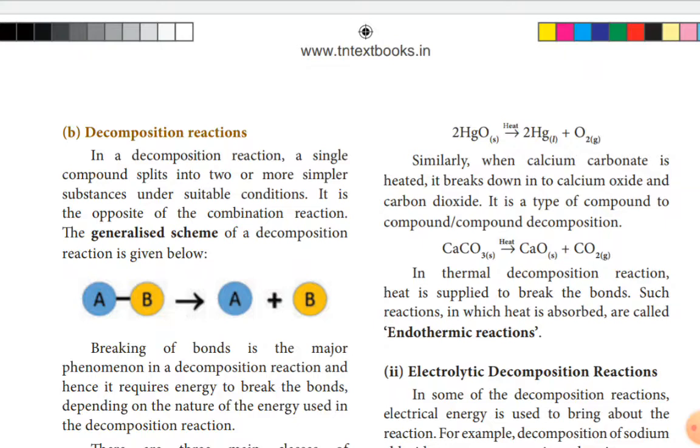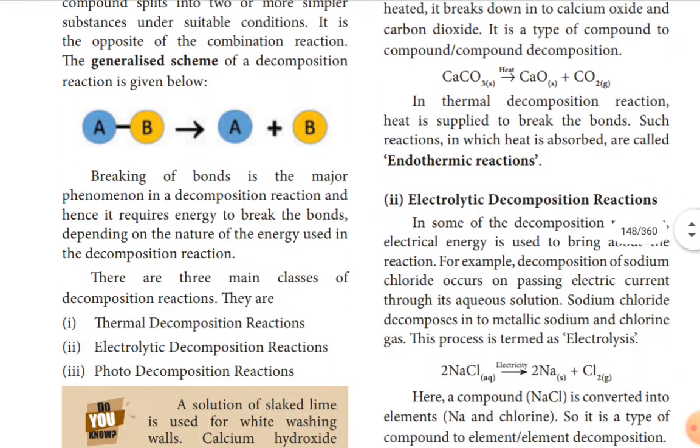Exothermic reaction means reactions which involve the liberation of heat. But here there is absorption of heat for the breaking, so they are called endothermic reactions. The next type of reaction is electrolytic decomposition. From the name itself, you have to understand that electrical energy is required for the breaking of bonds. In some decomposition reactions, electrical energy is used to bring about the reaction.